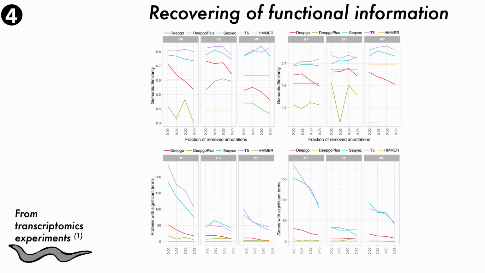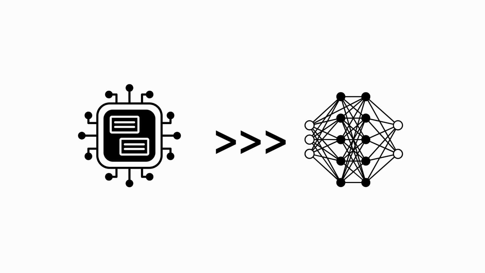Another experiment that we did is the ability to recover functional information from transcriptomic experiments. Here I'm showing one experiment from the worm, in which you can see the downregulated functions. The top lines are the language models. They are recovering functional information when using the predictions at larger semantic similarity values as compared to the convolutional network methods. So basically, language models are outperforming convolutional networks.